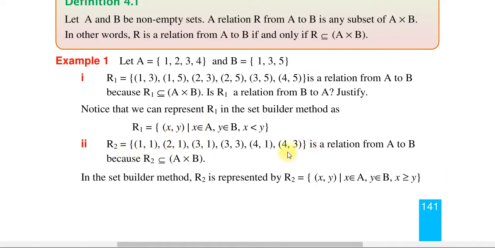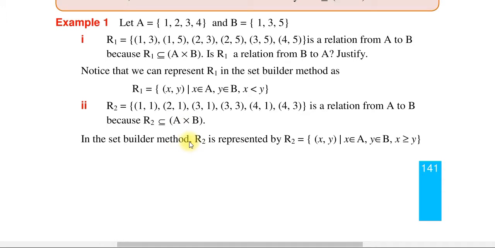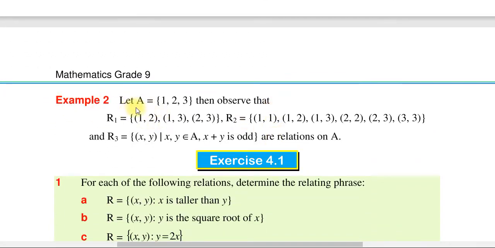In the set builder method, R2 is represented by set R2 is a set of (x, y) such that x is an element of A, y is an element of B, x greater than or equal to y. Another example: let set A be a set of 1, 2, 3.